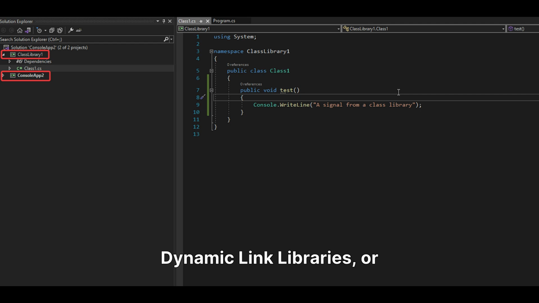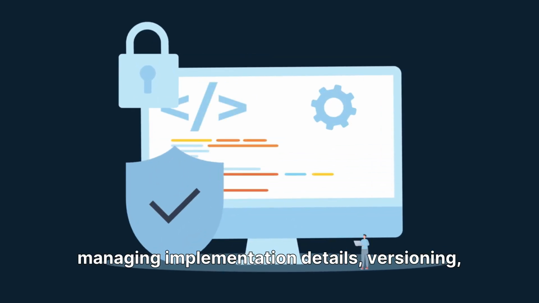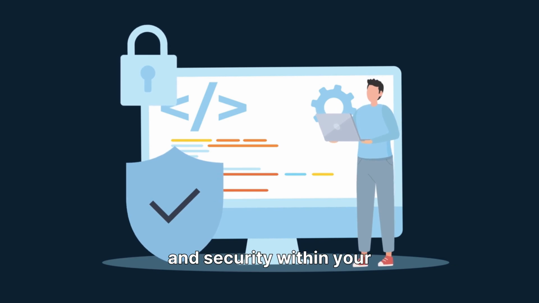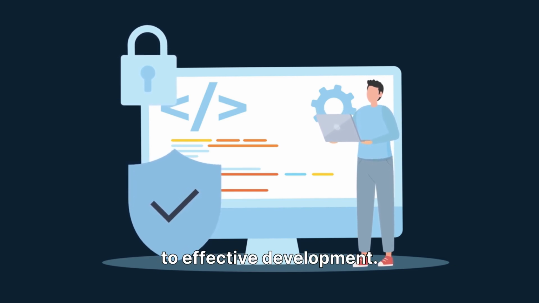Assemblies can be either dynamic link libraries, or DLLs, which contain reusable code, or executable files, EXEs, which have a main method and can run independently. They are crucial for managing implementation details, versioning, and security within your .NET projects. Understanding them is key to effective development.